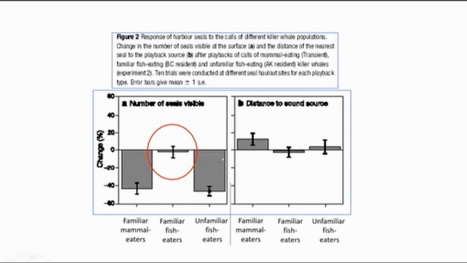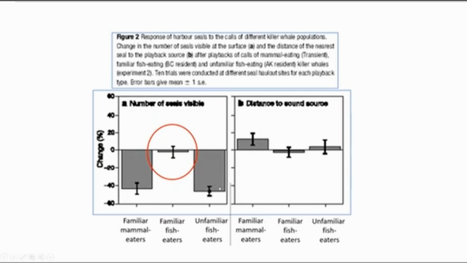But where we get this cool responding is in the unfamiliar fish eaters. Now, we can see the results right here, but if we wanted to think about what they could have done, because they're fish eaters, because they're non-threats, we might have expected to see basically no change in responding, because they're not a threat. But instead, we see a responding very, very similar to these threats that are familiar to them. So it's almost like they're treating these unfamiliar whales as a threat, even though they don't actually eat seals.